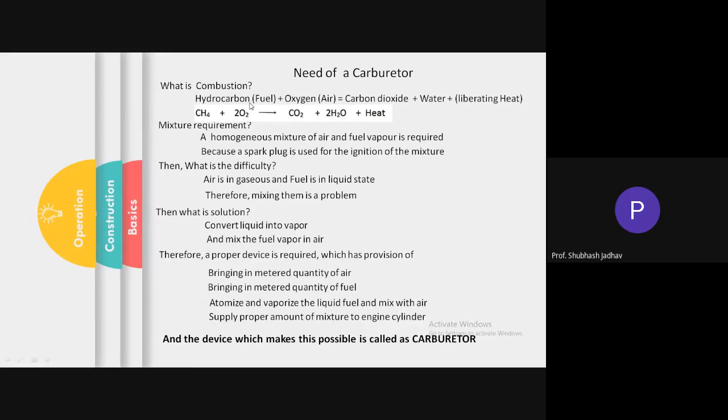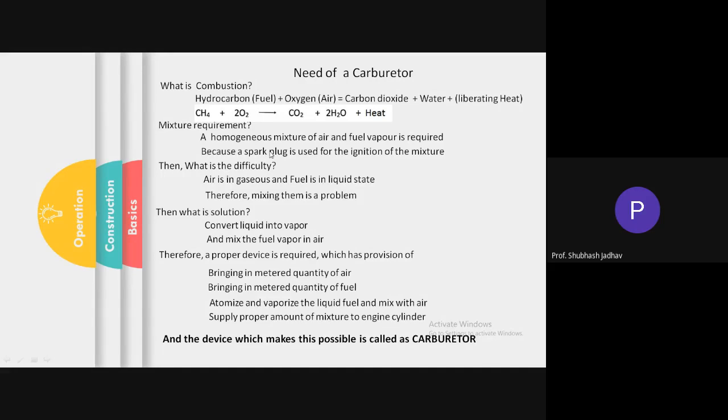We want to burn a fuel which is a hydrocarbon, and to burn a fuel, oxygen is required. Oxygen is there in the air. That means we have to mix it with air. That means fuel has to be mixed with air. Correct? And this particular mixture has to be homogeneous, and when introduced into the engine, it is going to be burned by a spark. That is how the combustion is going to happen.